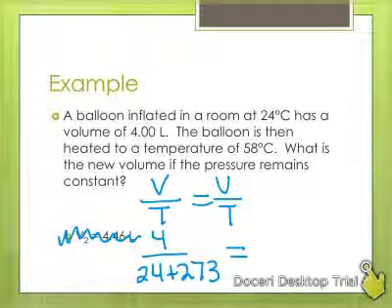Our final volume is what it's asking us to solve for, and our final temperature was 58, but again, we don't want Celsius, so we're going to go ahead and convert to Kelvin. And this would be one of those examples where we don't necessarily have to convert to Kelvin, but we're just going to always do it so we don't forget to do it.